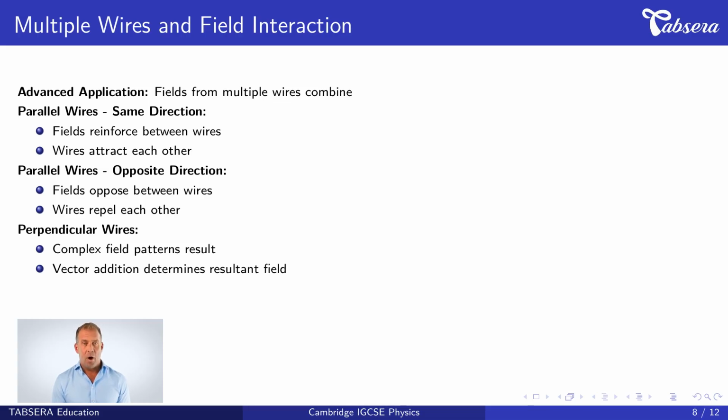For parallel wires carrying current in opposite directions, the fields oppose between the wires, partially cancelling each other. This causes the wires to repel each other. For perpendicular wires, complex field patterns result where the circular fields intersect. Vector addition determines the resultant field direction and strength at any point. These principles apply in electrical installations and electromagnetic devices.